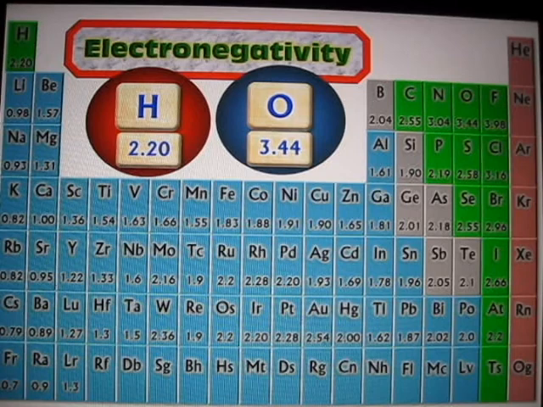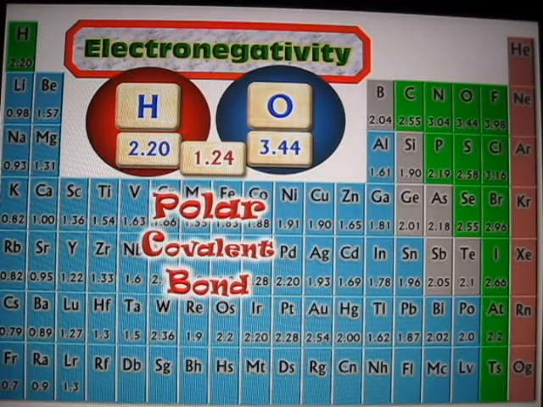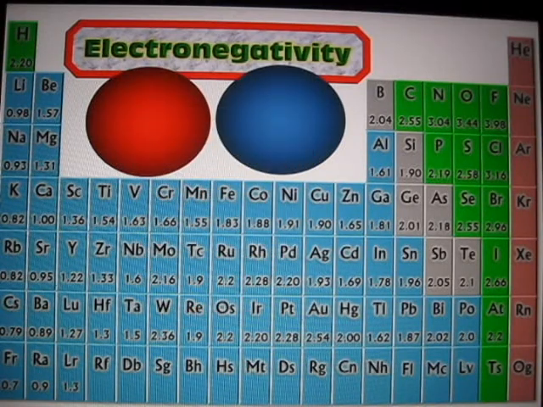So what's the difference between those? 3.44 minus 2.20 gives you 1.24. So what kind of bond would that be? Remember the cutoffs? Well, that's between 0.5 and 2.1. So what was that again? Polar covalent bond. A polar covalent bond forms when the electronegativity difference is between 0.5 up until it becomes 2.1, in that range. And we'll talk more about this later.